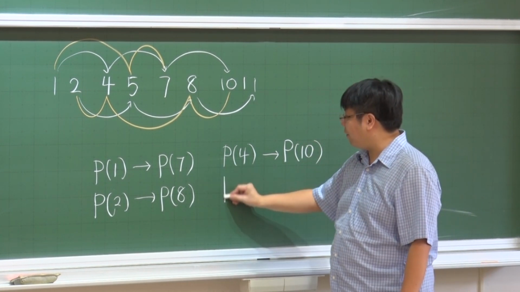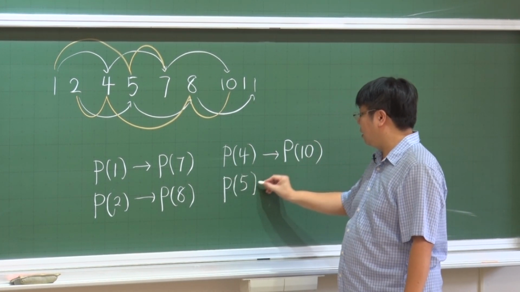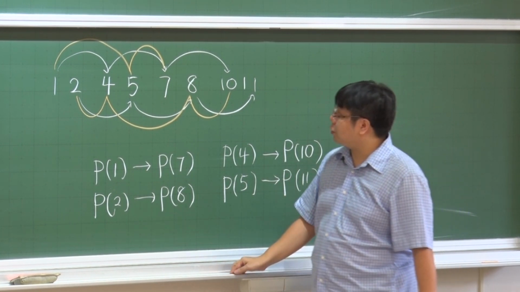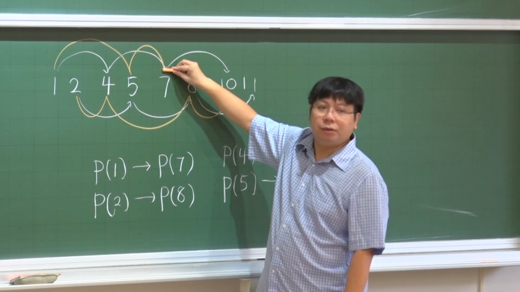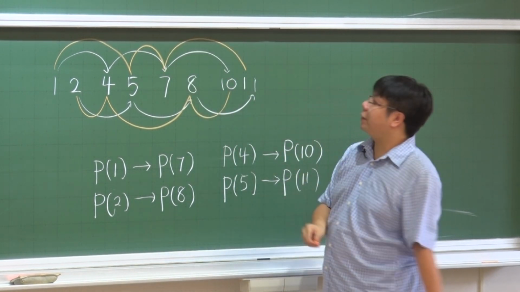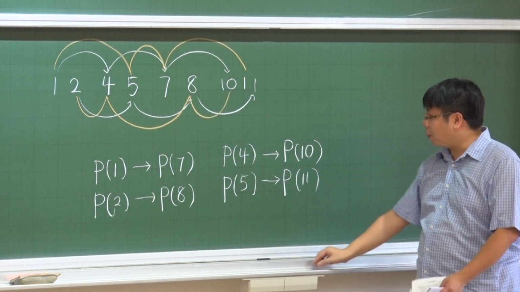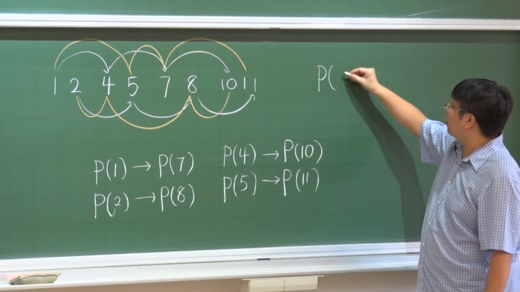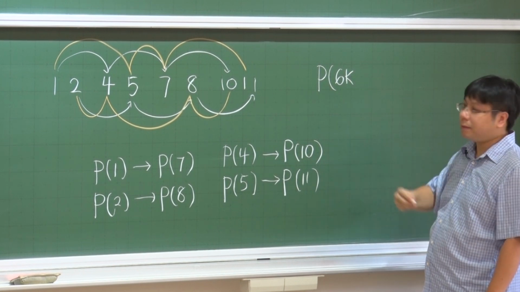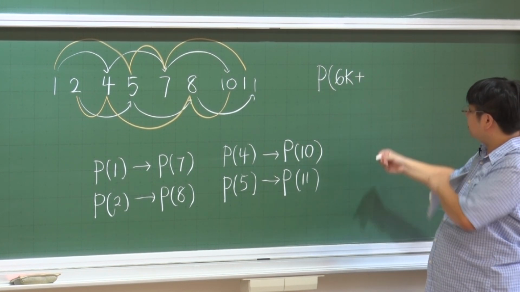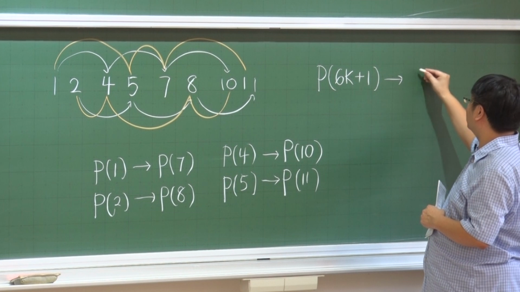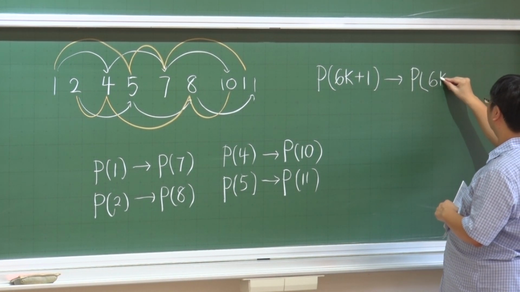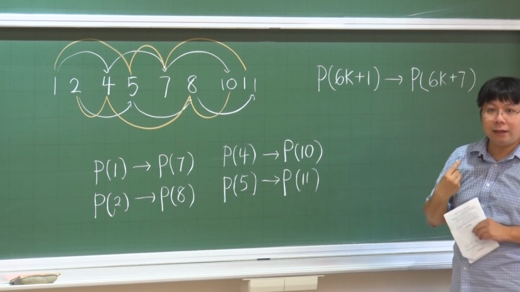And we also have P5 implies P11. Okay, if P5 is true, then P7 is true. If P7 is true, then P11 is true. Is that okay? So what I'm claiming is that if a number is of this form, 6k plus 1, then we will have P of 6k plus 7. Is that okay?